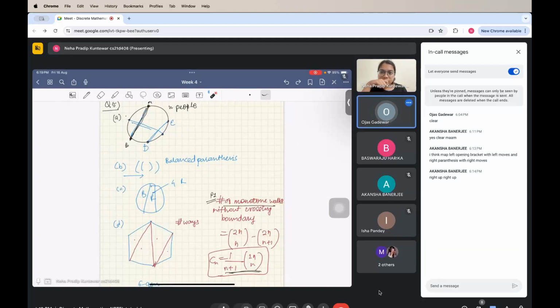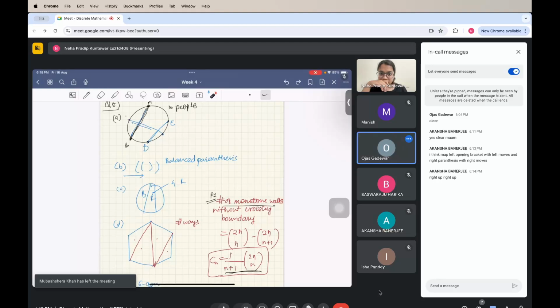Yes, ma'am. The vertices of the polygon can be seen as people, and the line joining them can be seen as their shaking hands. Yes, exactly. So you can think of these vertices as people, and you draw an edge when they shake hands. So when we say we want a triangulation, we are implicitly saying that you do not want edges that cross each other. We don't want two diagonals crossing each other. So it is similar in that spirit.